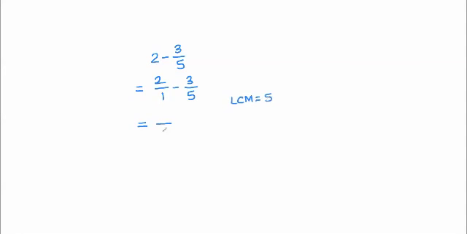So we'll make this denominator 5. 1 has to become 5, which means we multiplied 1 by 5, so we have to multiply the numerator 2 also by 5. The other fraction remains as it is, 3 upon 5. So we have 10 upon 5 minus 3 upon 5. The denominator stays 5. 10 minus 3 gives us 7. So the answer is 7 upon 5.